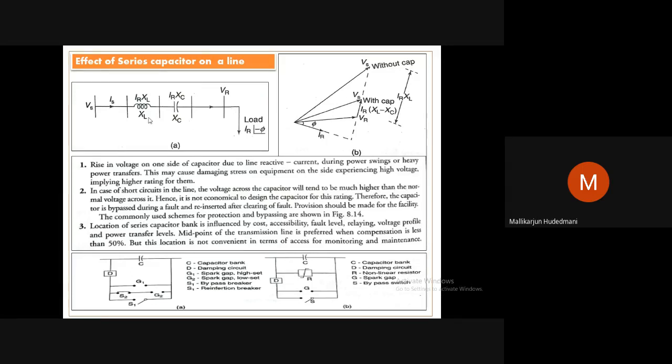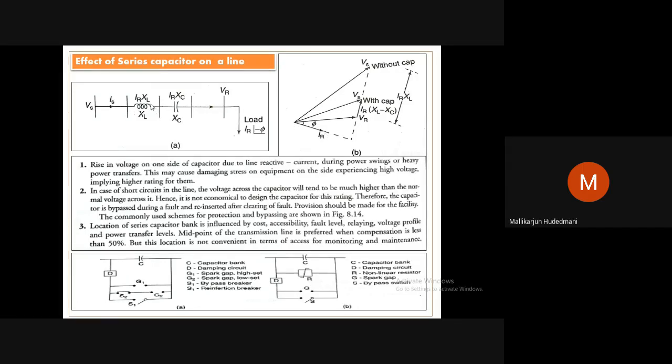IR into XL is the drop encountered in the system before the compensation. You will find at the tip of this vector VR a vector IR into XL. You can see a large length, which is shown over here. IR into XL is the drop happening in the inductive reactance, which is joined to the tip of the vector VR, perpendicular to IR.